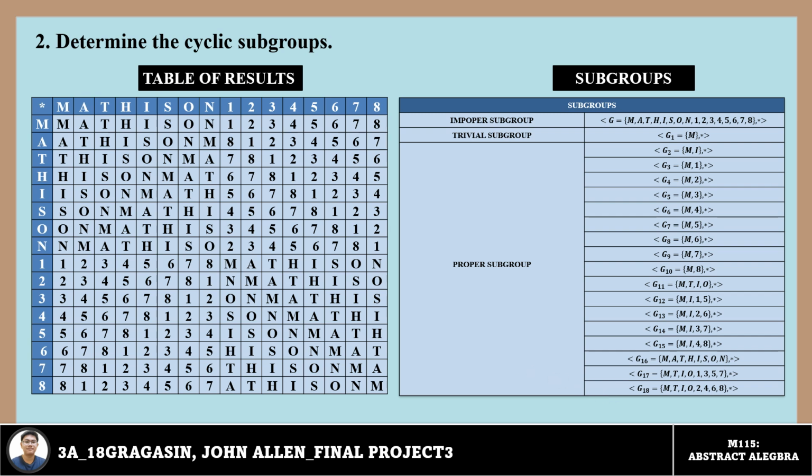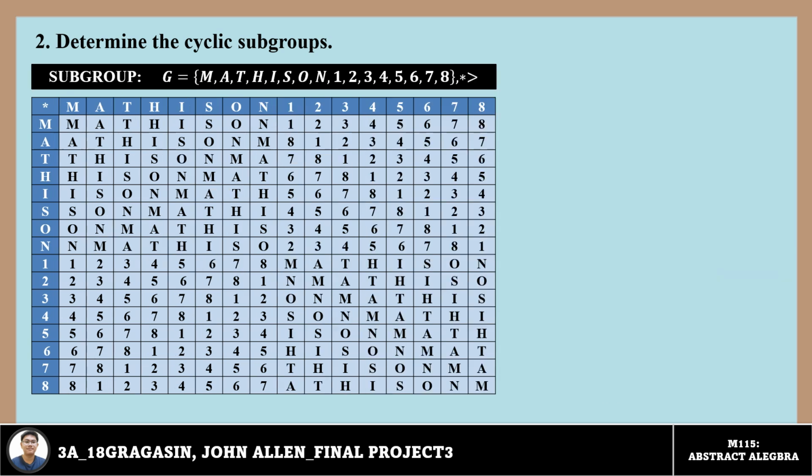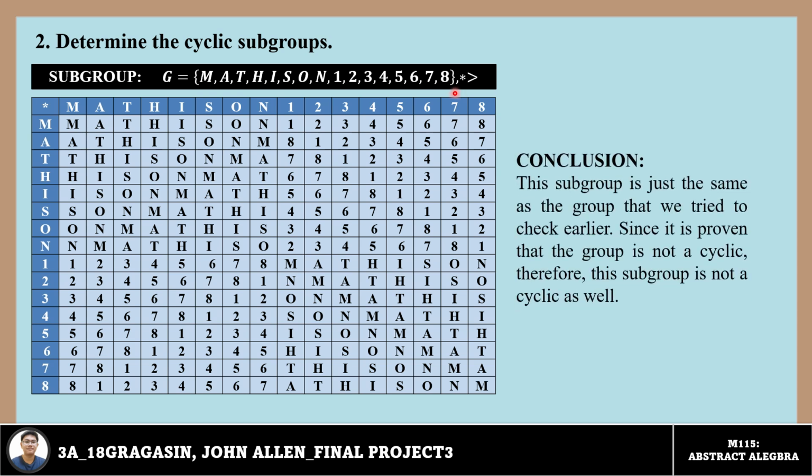First, let's check if our improper subgroup is a cyclic subgroup. So we have here the set G with elements M, A, T, H, 1, 2, 3, 4, 5, 6, 7, 8 under the binary operation star. As you can see here, this subgroup is just the same as the group that we tried to check earlier. Since it is proven that the group is not cyclic, therefore, this subgroup is not cyclic as well.